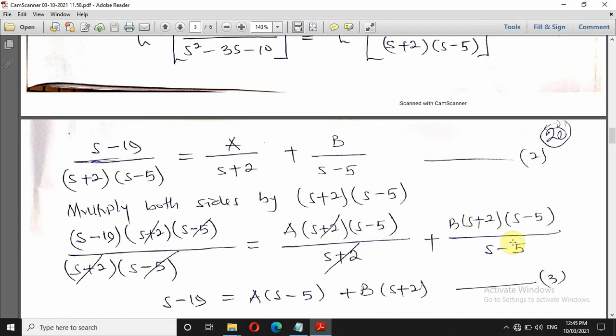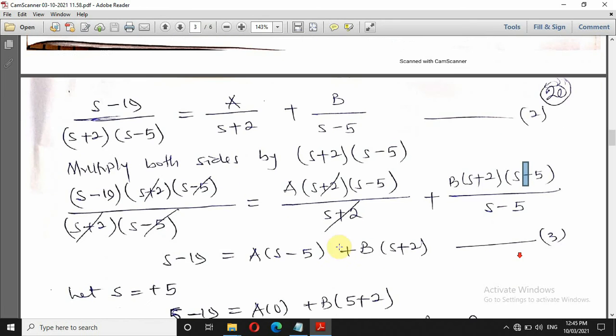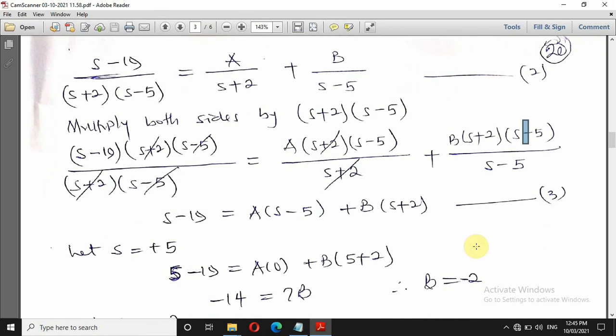So in your lecture note now, you can see that this one here, we cancel this one here. Okay? So what now remains is x minus 19 equals a into bracket x minus 5 plus b into bracket x plus 2. That's our equation 3. Now what's the next thing now? We need to find our a and b.